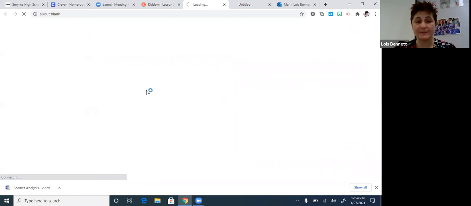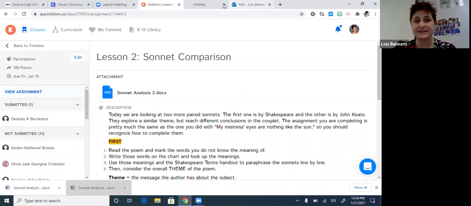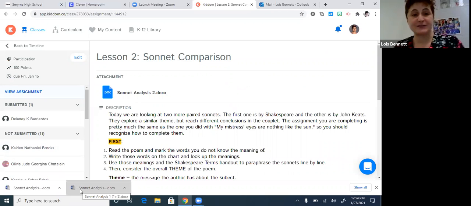The documents say sonnet analysis and sonnet analysis two. And they have the very same setup, and the activity takes place in two parts. The first thing that you're going to need to do is read the sonnet.